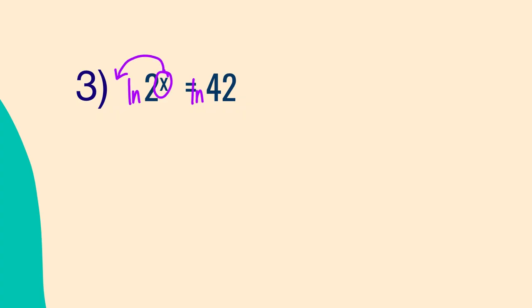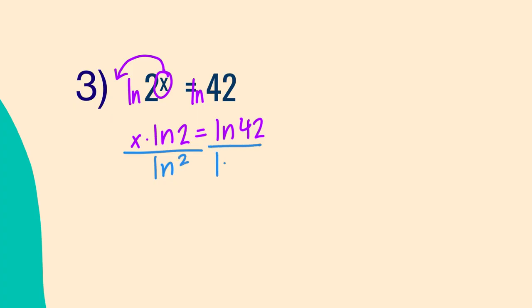So now I'm going to have x times ln of 2 equals ln of 42. Remember, we're trying to get x by itself. So how do I get x by itself here? What do I have to do? I'm going to divide by ln of 2 on both sides of my equal sign. That should be a normal size 2. Let me fix that.